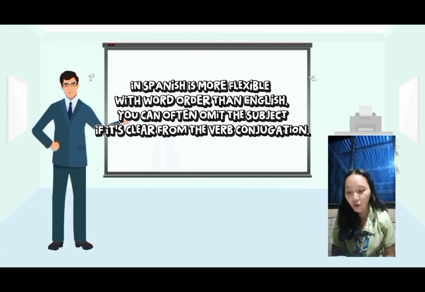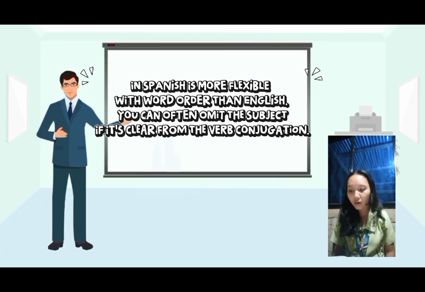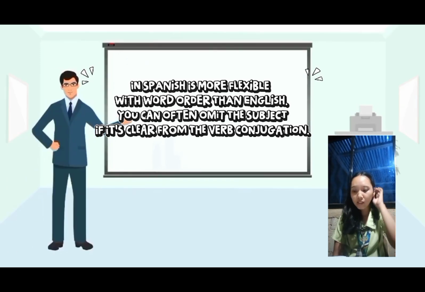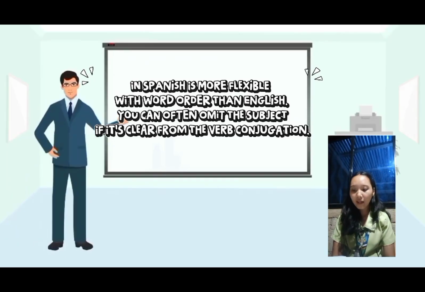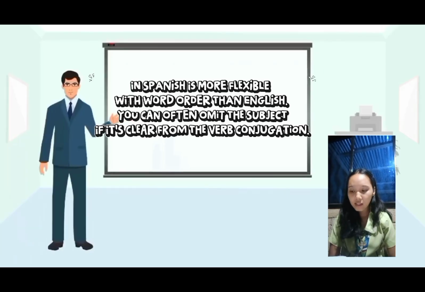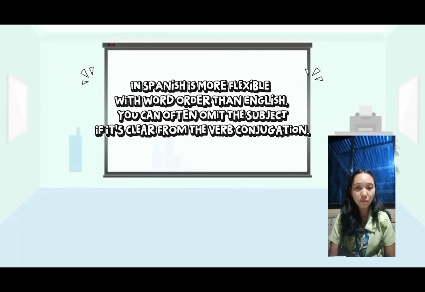Verb conjugation is a process of changing a verb's ending to show who is doing the action and when it's happening. So in Spanish, because the verb ending already tells who the subject is, you can often leave out the subject pronoun.